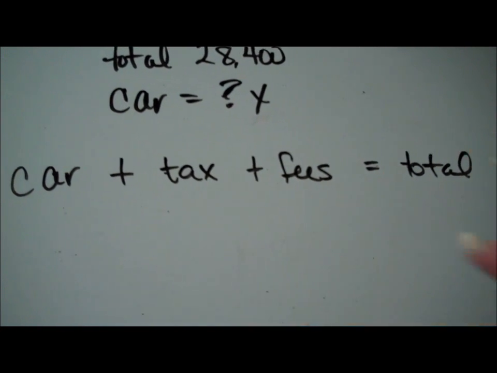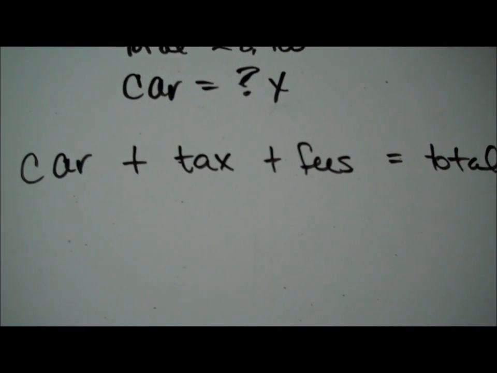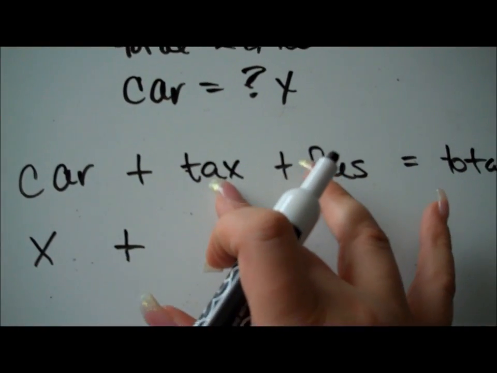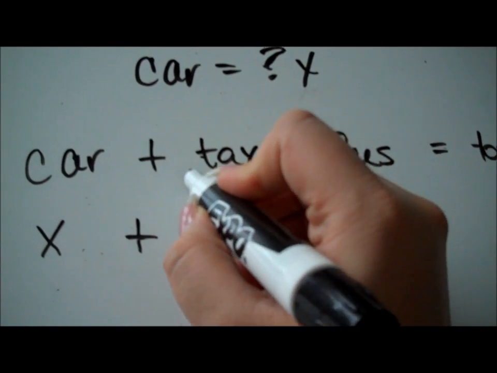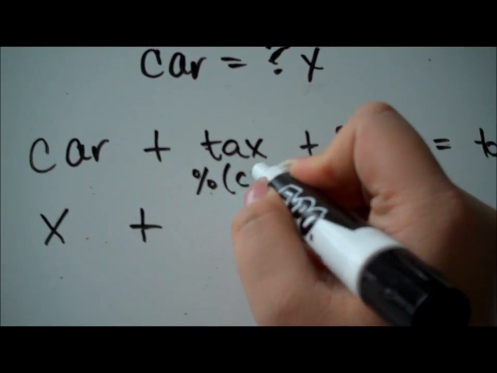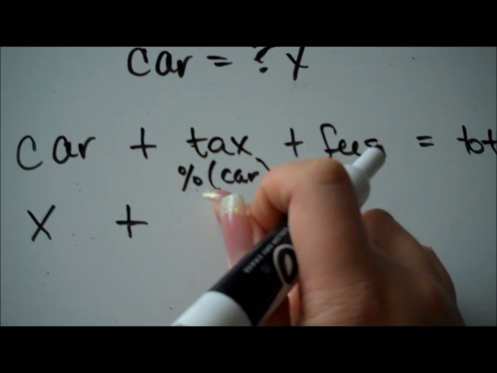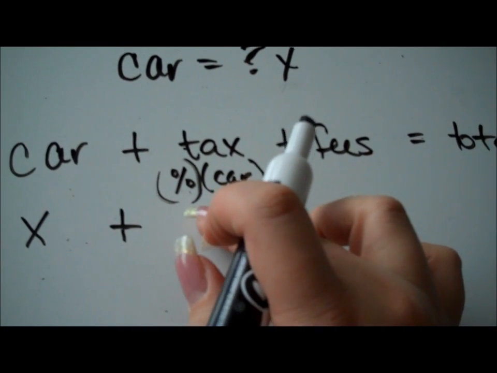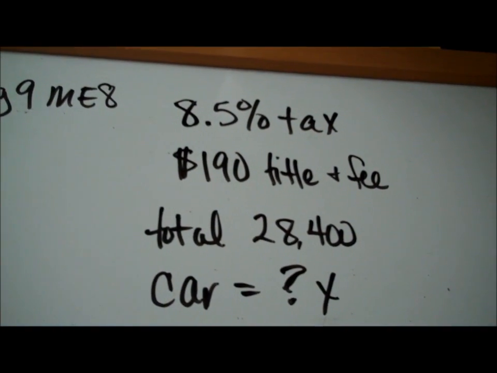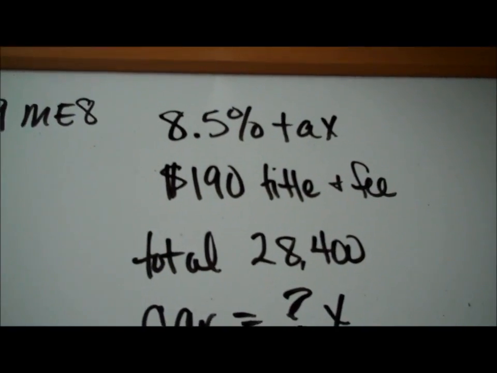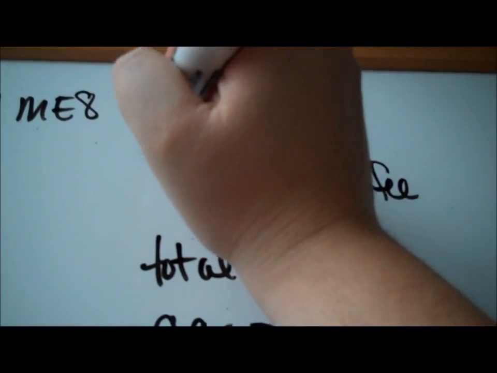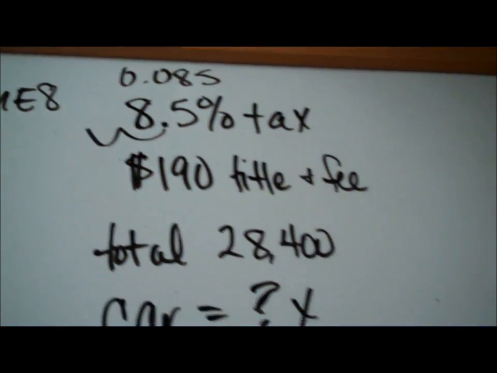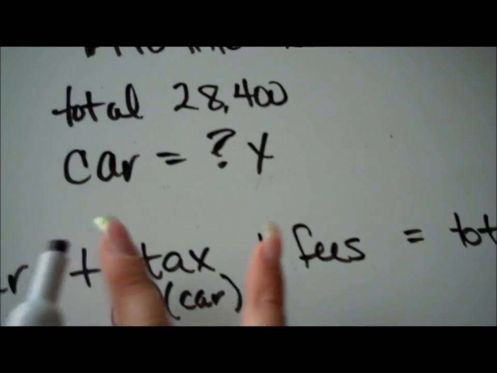Okay? So we need to put in what we know about this whole equation. We don't know what the car is. So that's our X. How do we figure out tax? Well, tax is a percent of the car. Why am I using parentheses? Because, again, of means to multiply. So I know that the percent is 8.5%. I can't use 8.5 looking like that, so I have to move the decimal 2 times to the left. So I get 0.085. So I'm going to move this down a little bit.